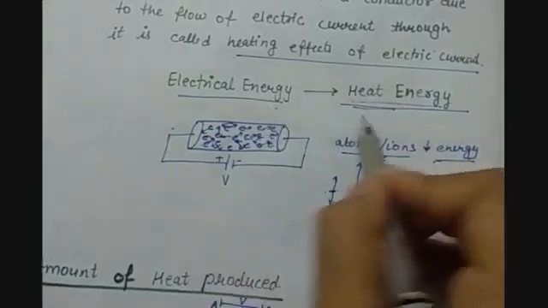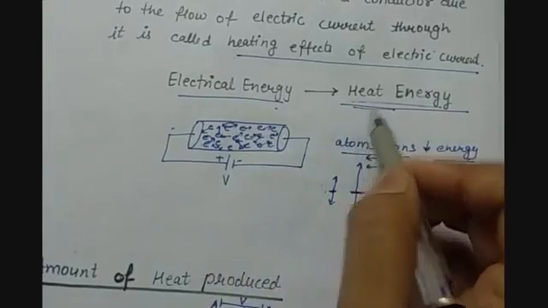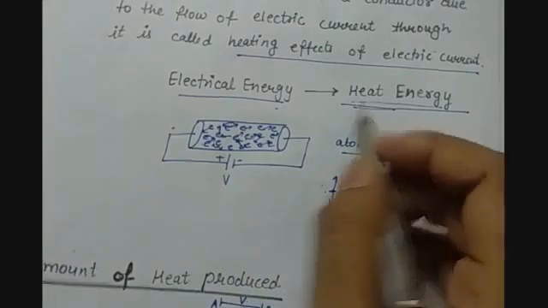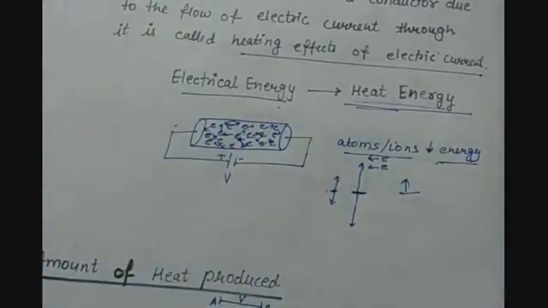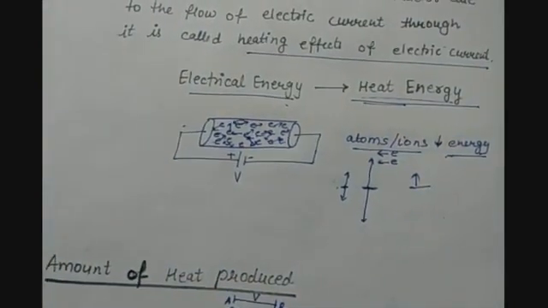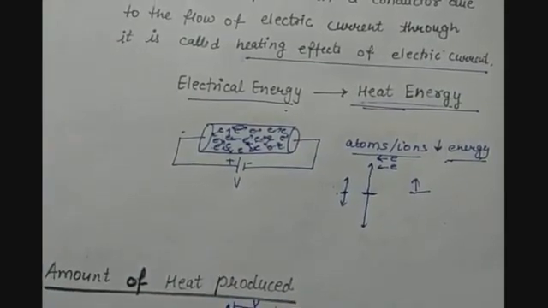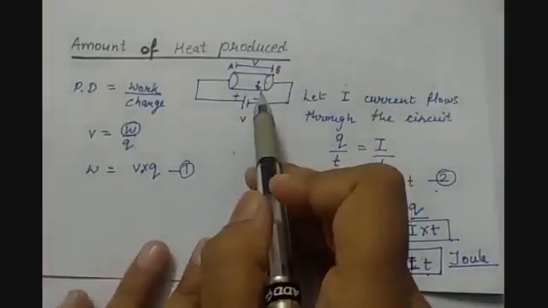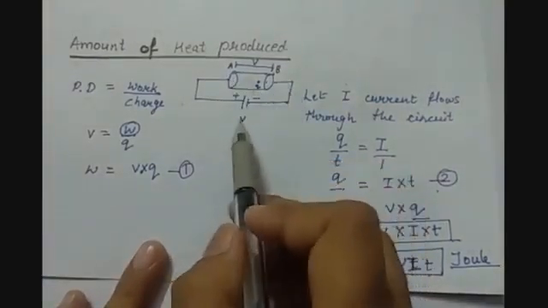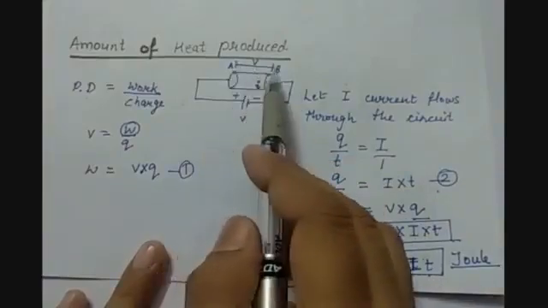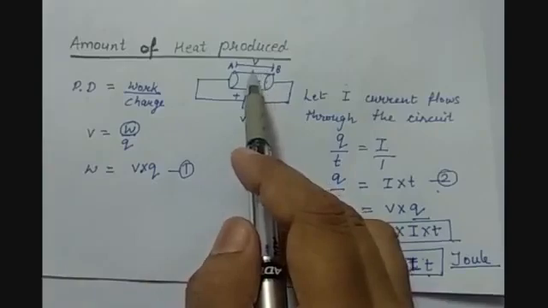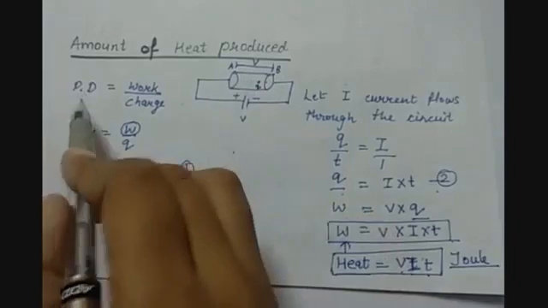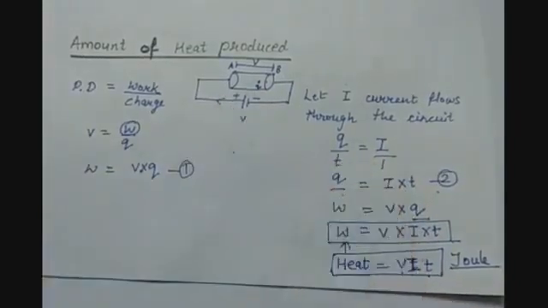Now, this conversion of electrical energy is utilized to make electrical appliances which work on the heating effect of electric current. How do we calculate the amount of heat produced when some amount of current is flowing? Let us see how to do it. Let's say we have a conductor with ends A and B, and potential difference V volt is applied. So V volt potential difference will be there across the ends A and B of the conductor. Let I be the current flowing in the circuit.